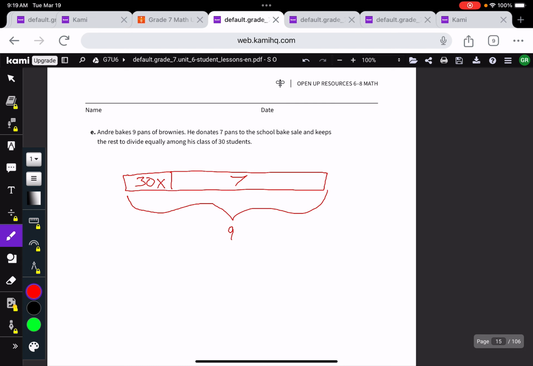And on this one, 30x plus 7 equals 9. So if I got rid of these 7 brownies, or pans, I'm left with 2 pans, right? If I got rid of that 7, it says plus 7, so the additive inverse is minus 7. That means 30 kids get to share 2 pans. That makes sense. You gave 9 pans, 7 gets donated, the rest, meaning 2 pans, is left over. So we're going to take 2 pans and split it 30 ways, and that's what x equals.